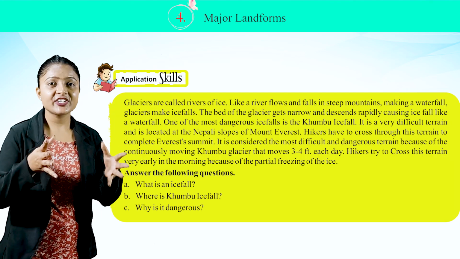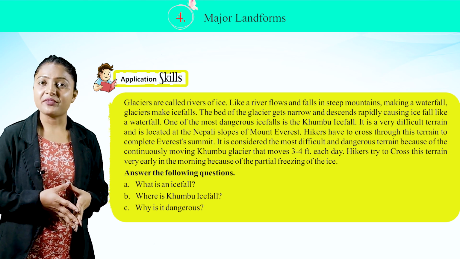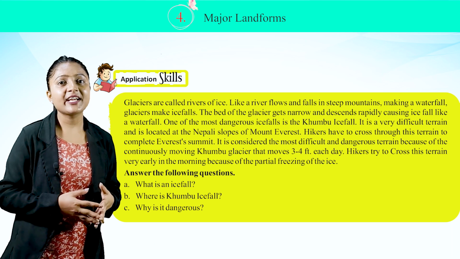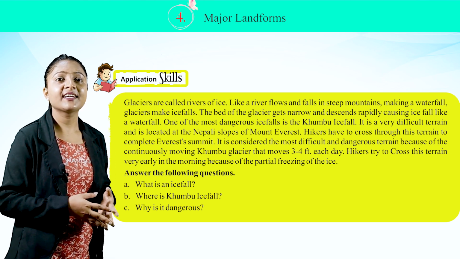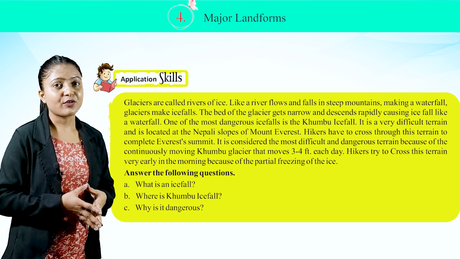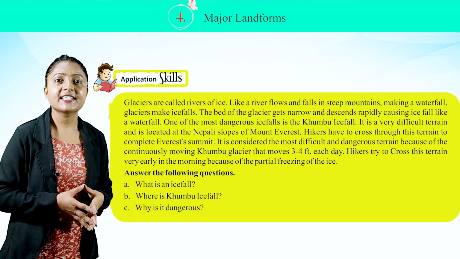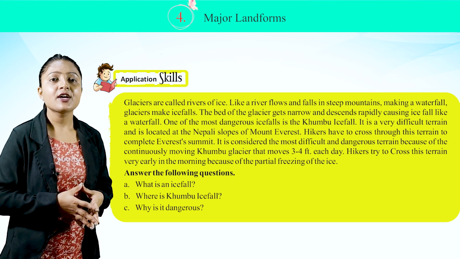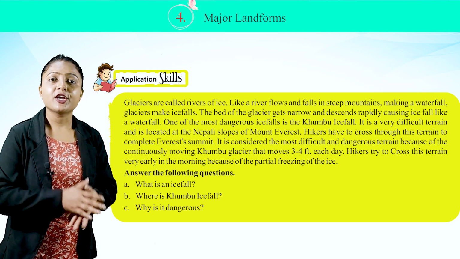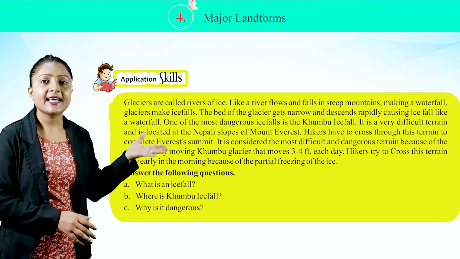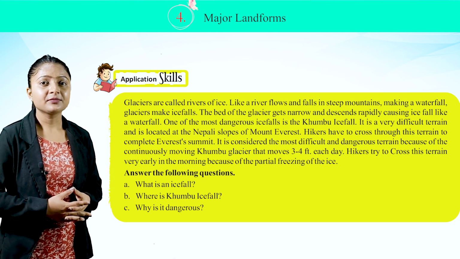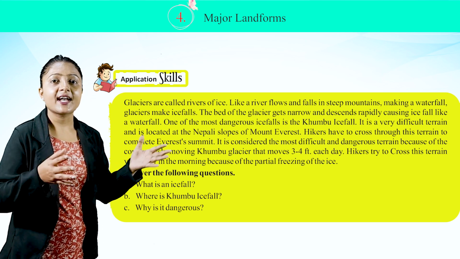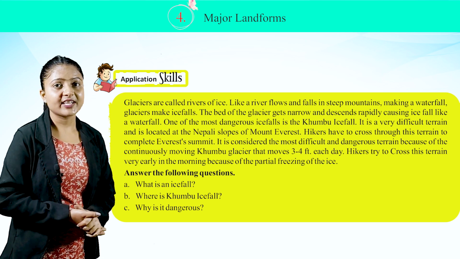Application skills. Glaciers are called rivers of ice. Like a river flows and falls in steep mountains, making a waterfall, glaciers make an ice fall. The bed of the glaciers gets narrow and descends rapidly, causing an ice fall like a waterfall. One of the most dangerous ice falls is the Khumbu ice fall. It is very difficult terrain and is located on the Nepali slopes of Mount Everest.